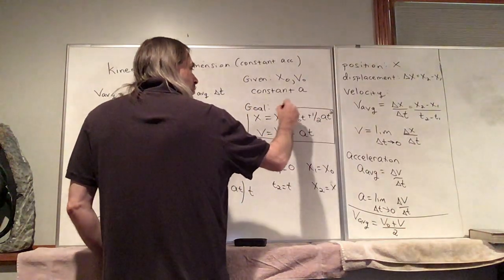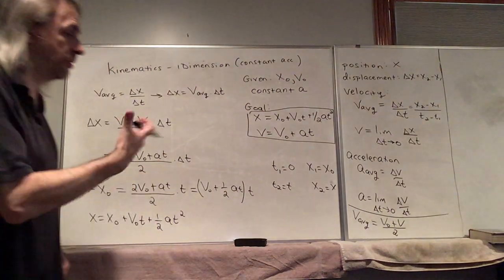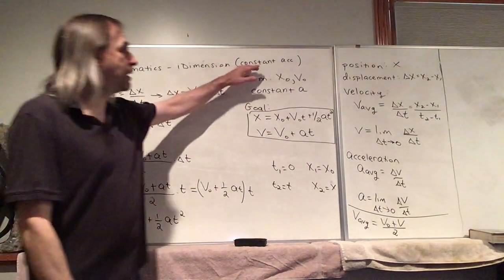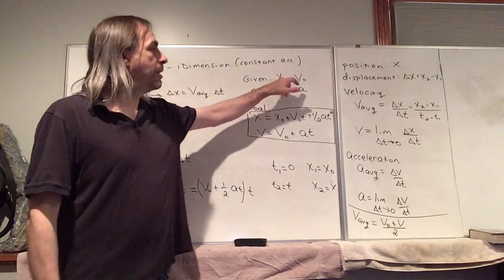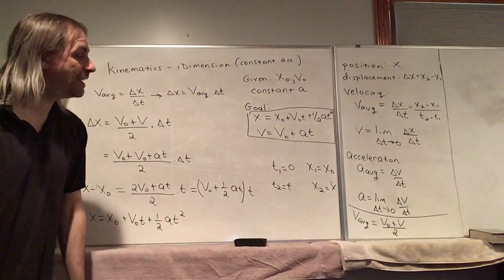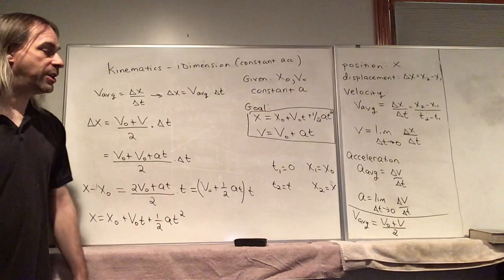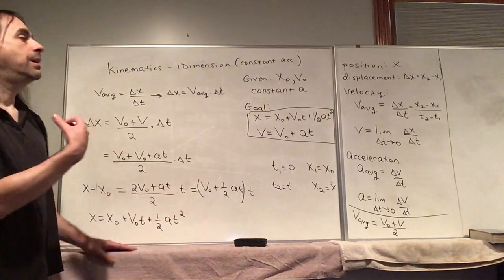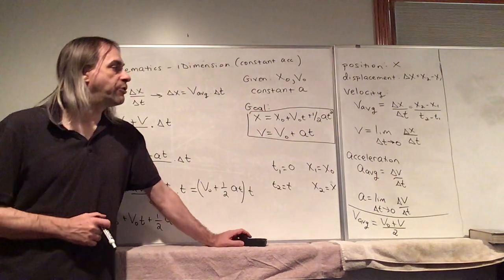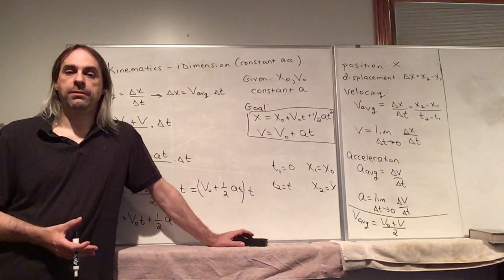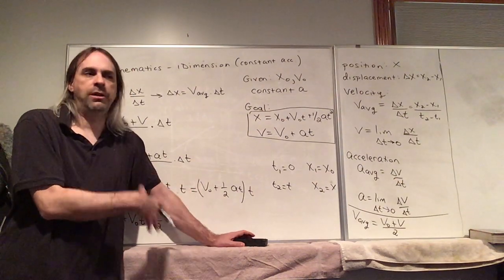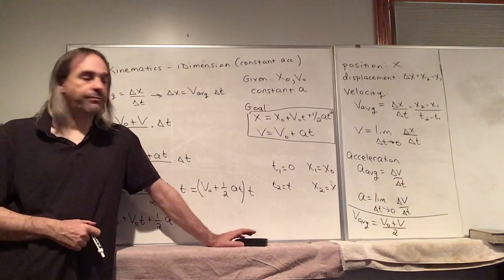And basically we're done. So if we have this case, constant acceleration, where we know the initial position and velocity, we know the position and velocity of this object at all later times, as long as that acceleration remains constant. So in a sense, we can say we're done with chapter 2, let's move on. But of course, we need to practice this.